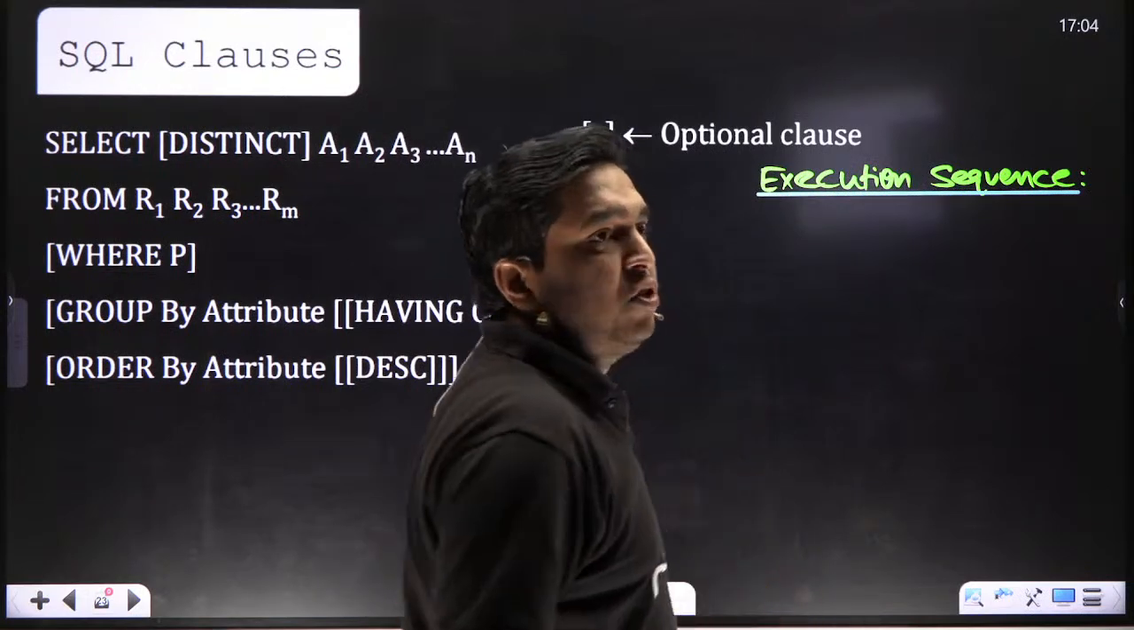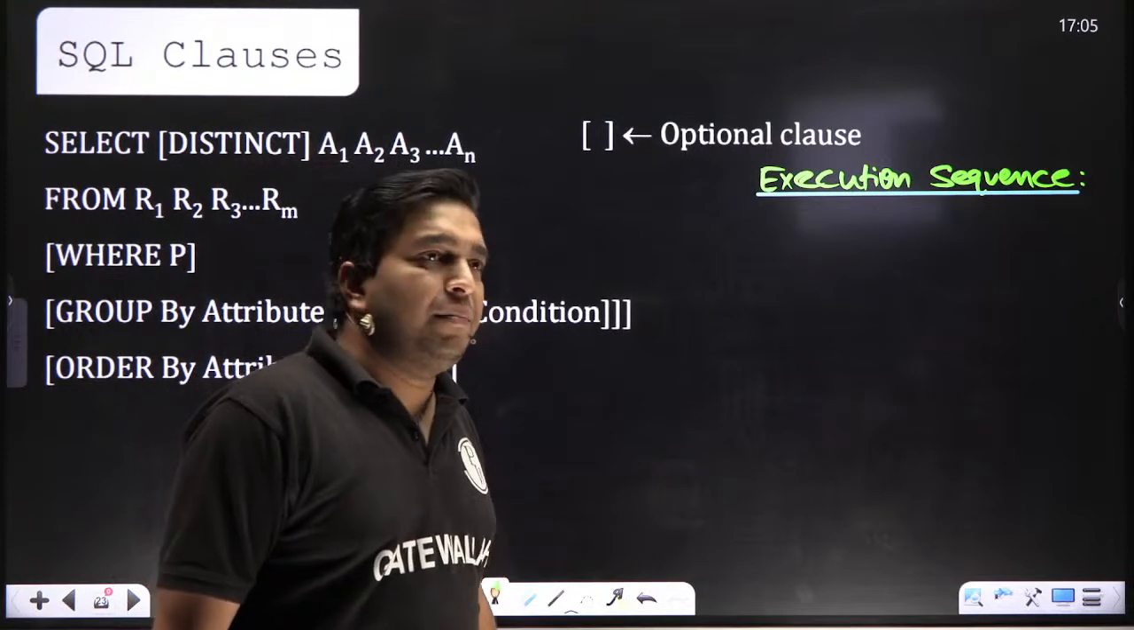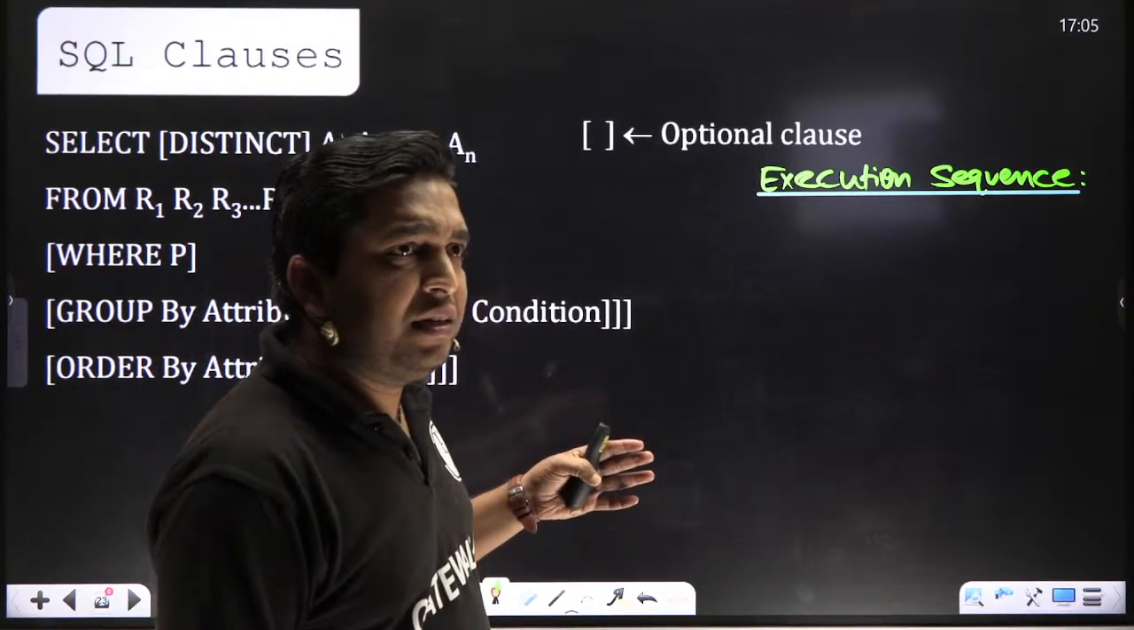What is the execution sequence? I will explain, beta. What does clause mean here? What does clause in select stand for?